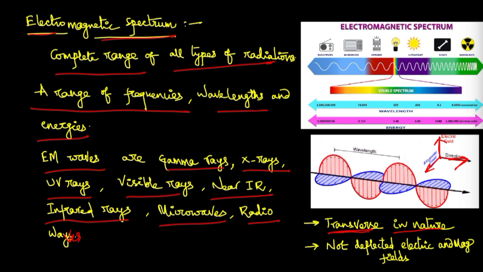That's why these electromagnetic waves are transverse in nature, and they travel with the speed of light, that is 3 into 10 power 8 meters per second, and they are not deflected by electric fields and magnetic fields because they do not carry a net electric charge.